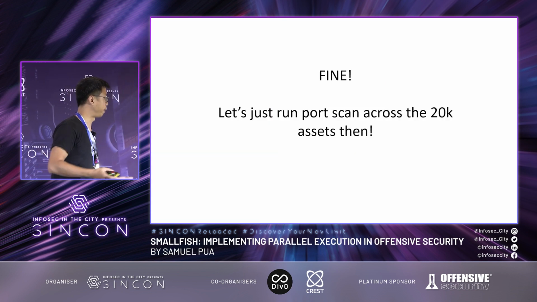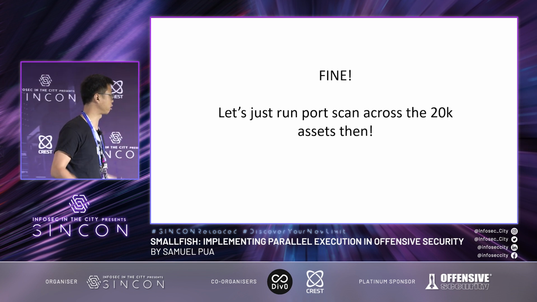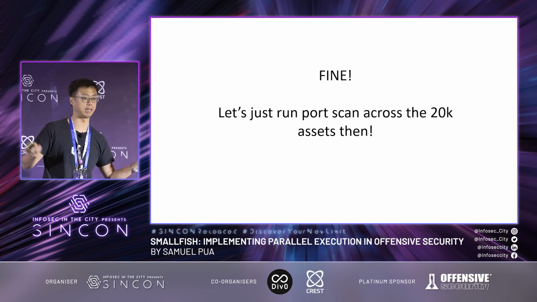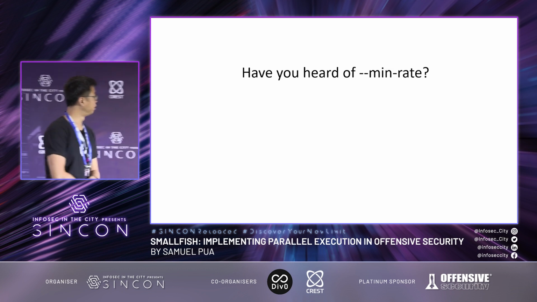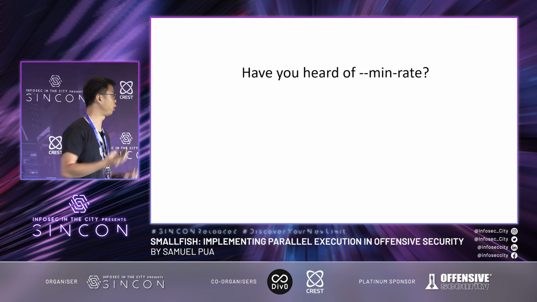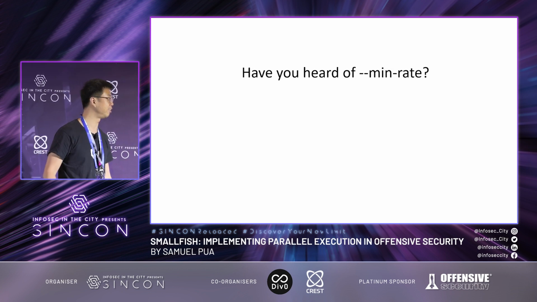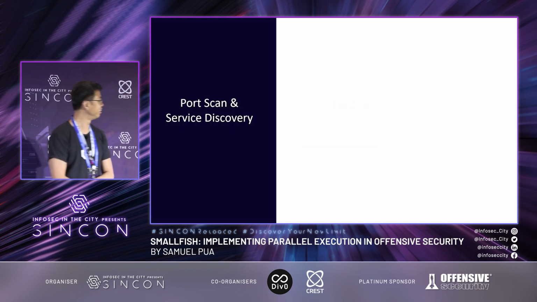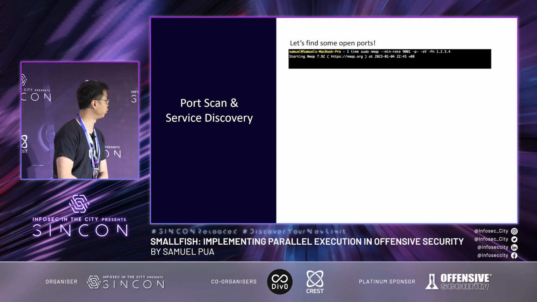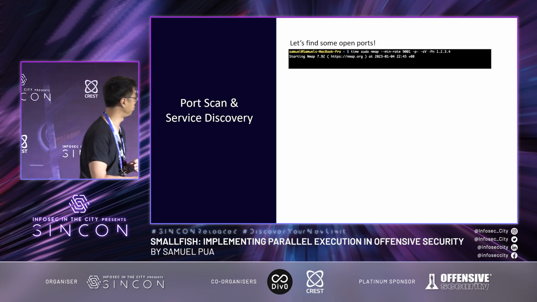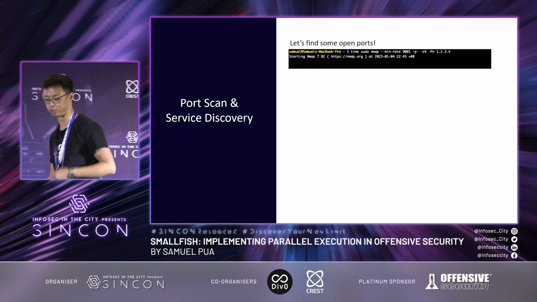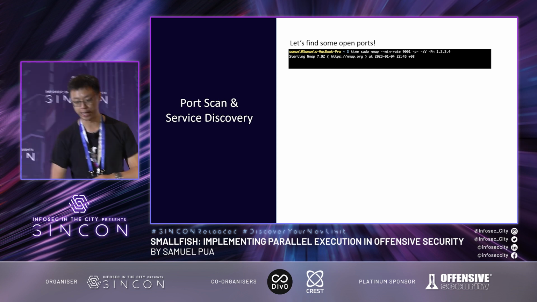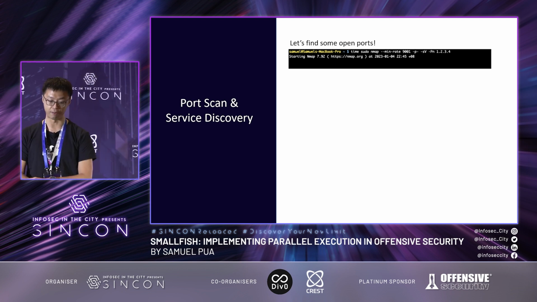So fine, some of you might think, okay, 20,000, let's run port scans across 20,000 assets. I mean, 20,000 doesn't sound like a huge number. And some of you might ask me, have you heard of min rate? You can just run Nmap with a min rate of more than 9,000. So let's do it. Well, I did a port scan with service discovery on an IP address, and I just ran min rate 9001. This is just an example with service discovery.